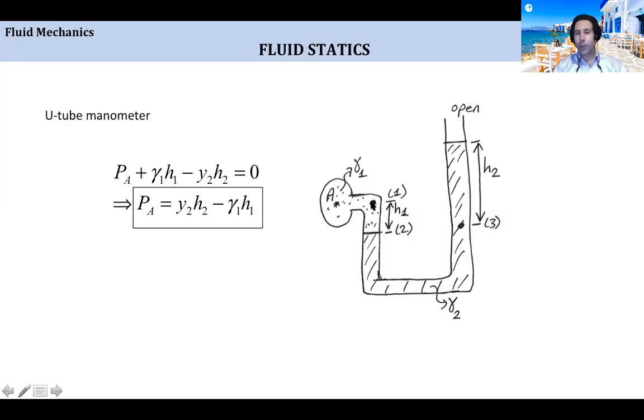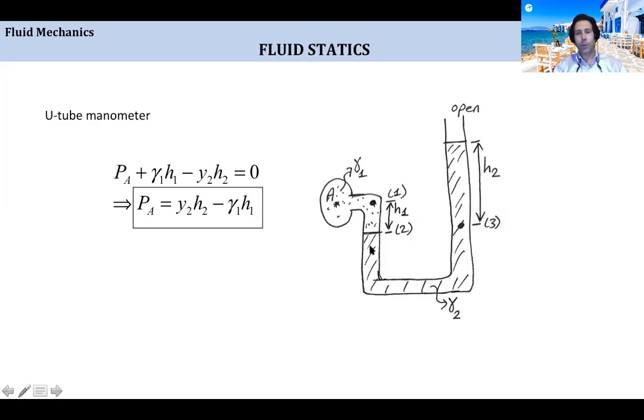So we are at this point. We need to move to the fluid interface, to point two. Whenever there's an interface, you need to consider the interface. So we move from point one to point two. We are moving downward, which means that we add pressure, and we need to add the specific weight of the fluid, which is gamma one, and the vertical elevation difference, which is H1. So gamma one, H1.